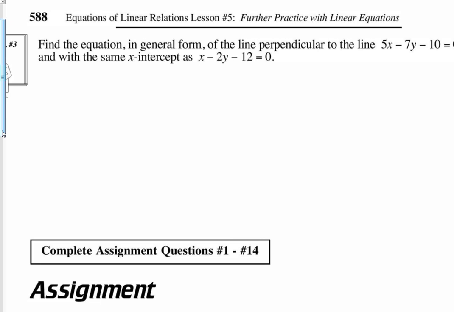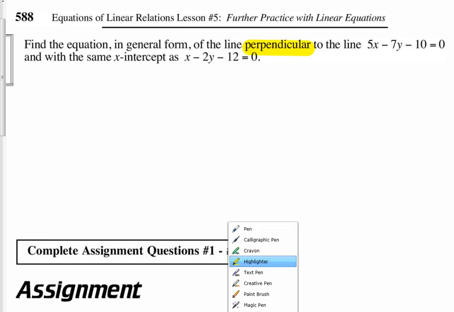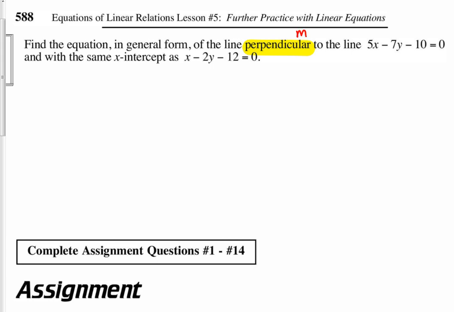Okay, find the equation in general form of the line perpendicular to the line. Again, when you hear the word perpendicular, what should you think? Indirectly, that's going to give me my slope. That's where the slope's going to come from. And with the same x-intercept as x minus 2y minus 12 equals 0. So what I'd like you to do is find the slope. Do the first step. Find the slope.